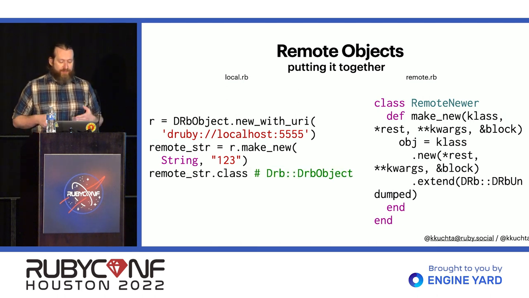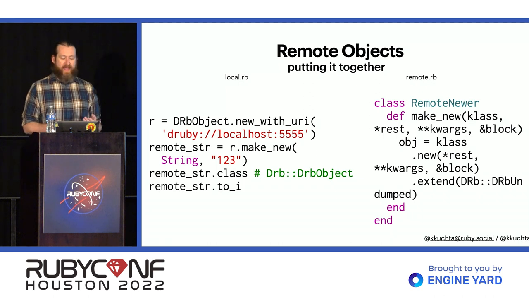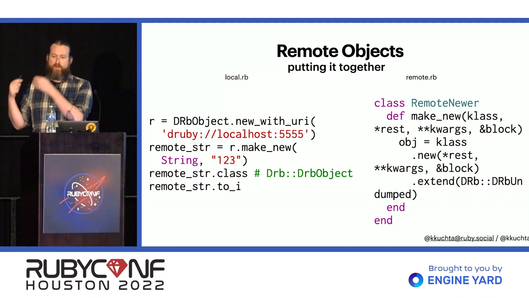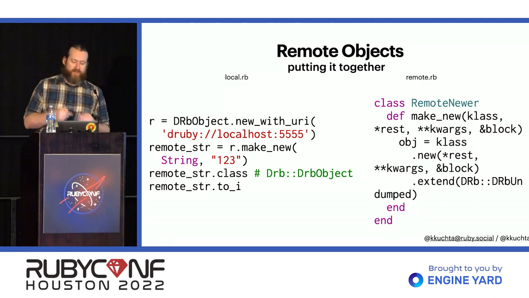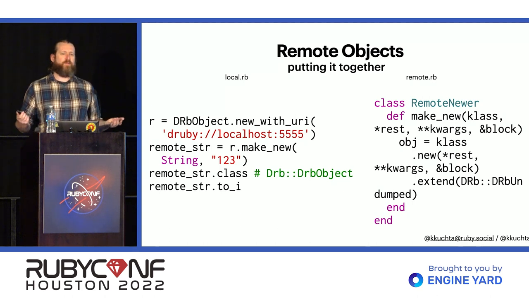Now, what I get is actually a remote string instead of a local string. And I should be able to call any method that I could normally call on a string on this remote string. I can call to_i. That to_i will get proxied out to the remote server, run, and then the result returned. But how can we prove that to ourselves?